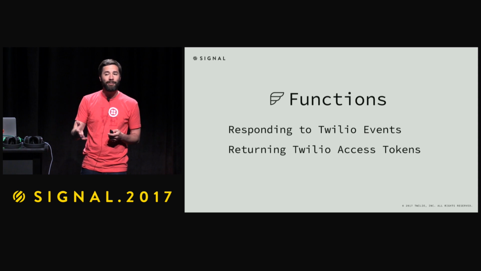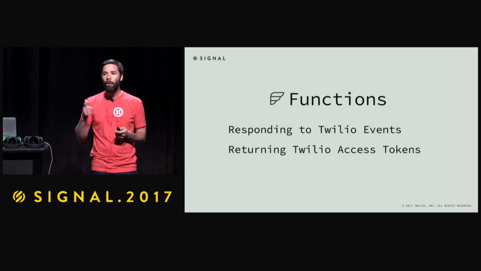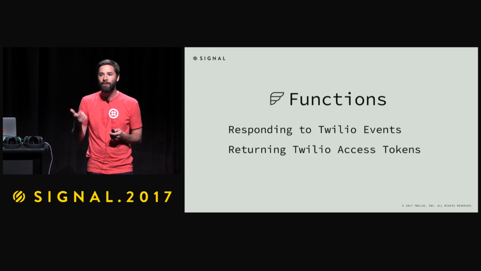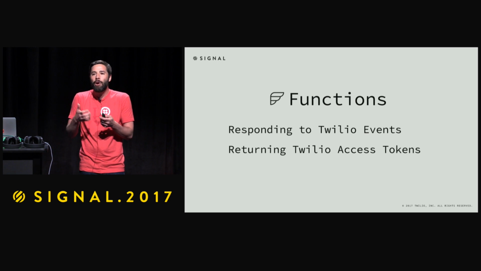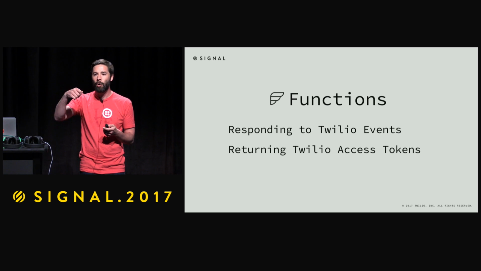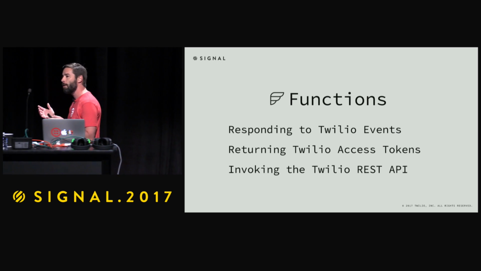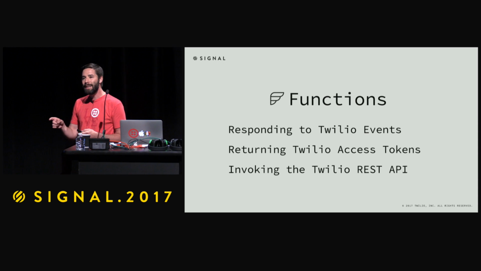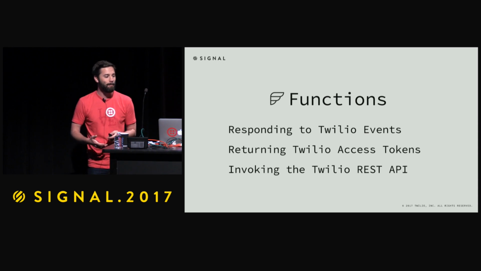You can return access tokens. So this is what I was talking about with mobile SDKs. All mobile SDKs require access tokens to work. Access tokens are a way of granting temporary permissions for untrusted software to access the Twilio REST API. And you can use functions to create these tokens. And finally, you can invoke the REST API. We make it really easy within functions to invoke the Twilio REST API.